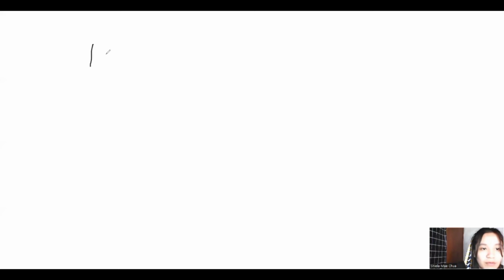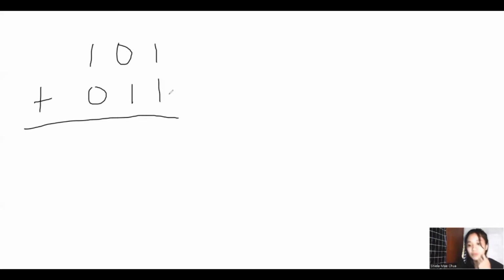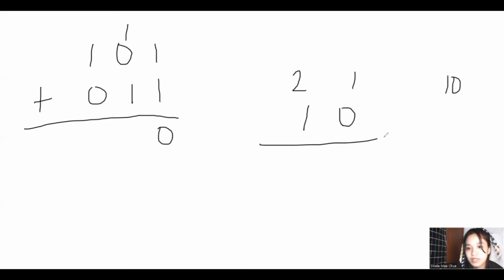Example, we have 101 plus 011. Okay, 1 plus 1 is 10. Why? Because if we use also the decimal value of this binary 10, we have 1 here and we have 0 here. So 2 plus 0 is equal to 2. Basically, 1 plus 1 is 2. That's why 1 plus 1 is 10, because 10 is equal to 2.